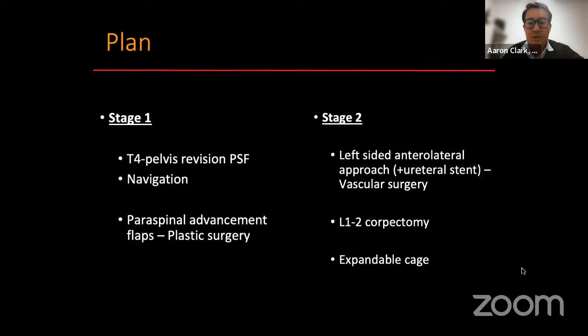So our plan, similar to what Dr. Theologis had mentioned earlier, was a stage 1 posterior operation. Since he does correct, we were fairly confident he would correct well when placed on the Jackson table in the prone position, and we revised him T4 to the pelvis using navigation, which really helped because you can tell from that initial CT scan he had very significant lucencies around most of his screws, or the old screw tracks, and that helped place good screws.